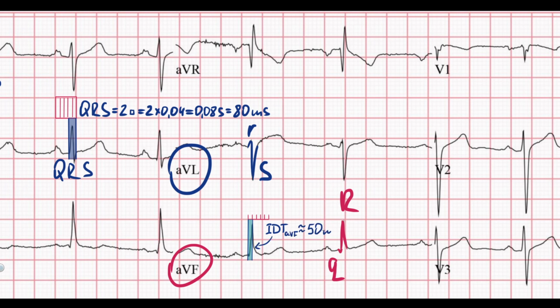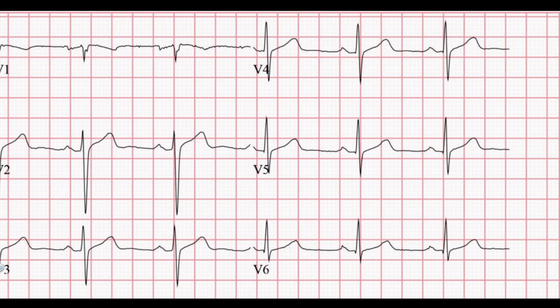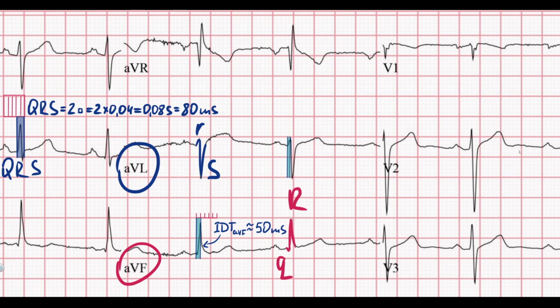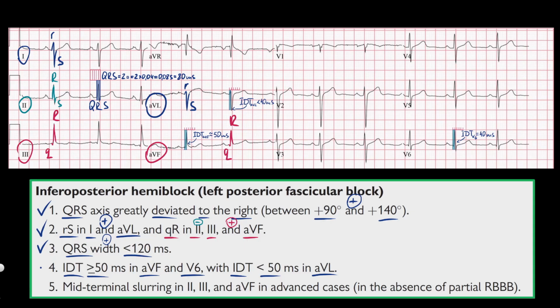it is equal to 50 milliseconds. By the way, 25 mm per second paper speed is not so comfortable for such accurate measurements. In V6, intrinsicoid deflection time is equal to one small box, or 40 milliseconds. And in AVL, intrinsicoid deflection time is slightly less than 40 milliseconds. So the fourth criterion is present, with an exception of V6.